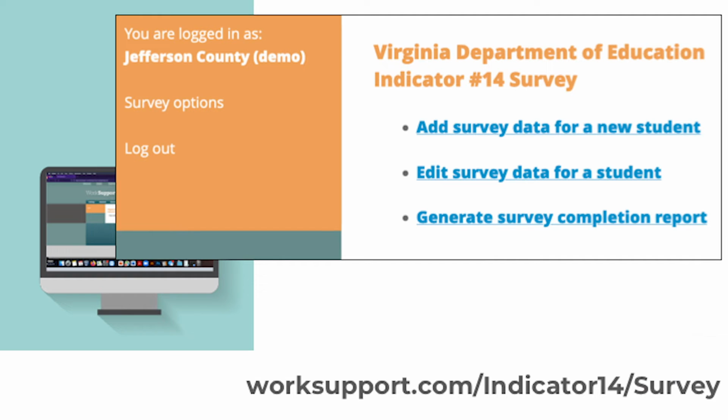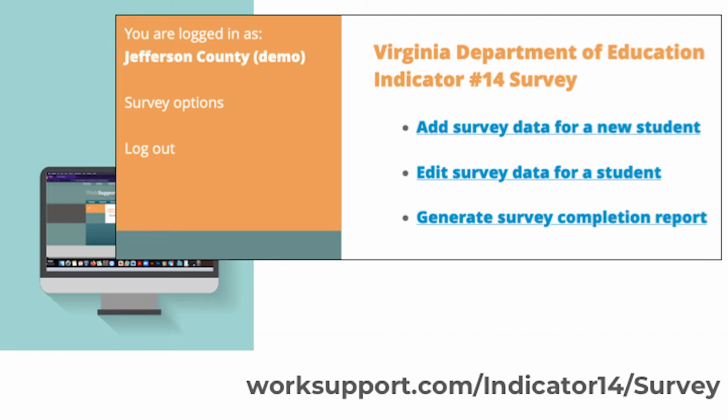School personnel conducting the interviews typically receive a standard passcode. You will enter the Indicator 14 database by typing in worksupport.com/indicator14/survey. This will take you to a page where you enter your passcode specifically for your school division. After typing in your passcode, the computer will take you to a page where you will begin to manage your survey data. This page will provide you the name of your division.